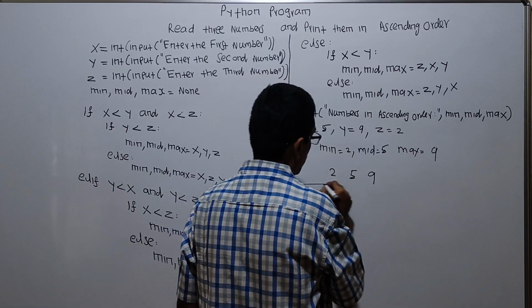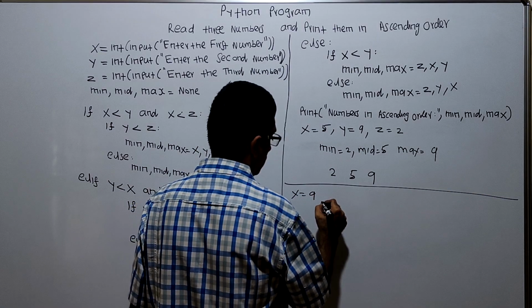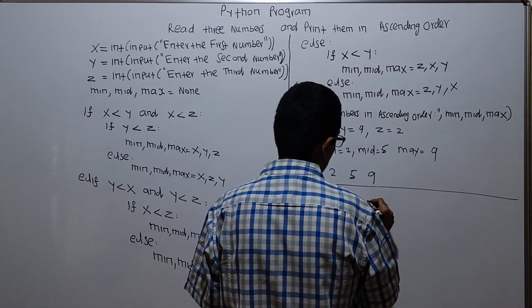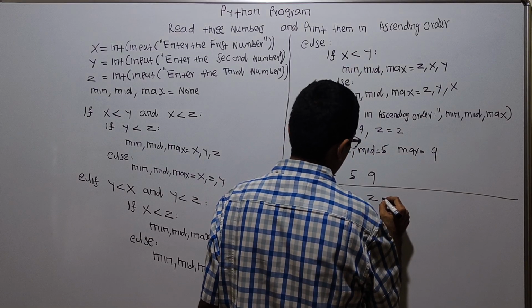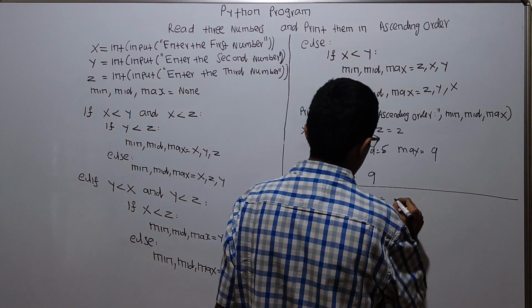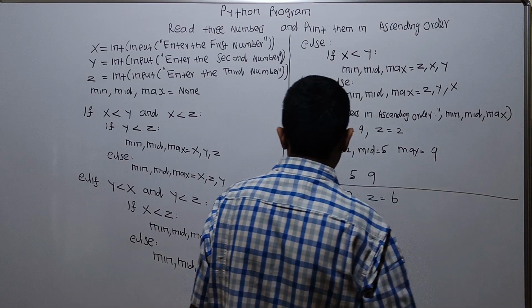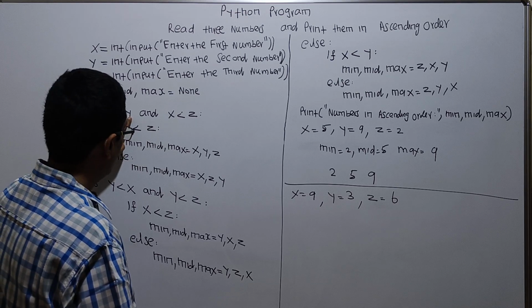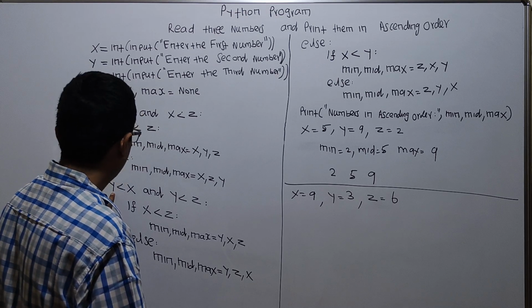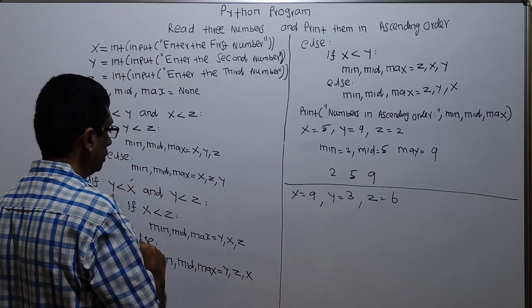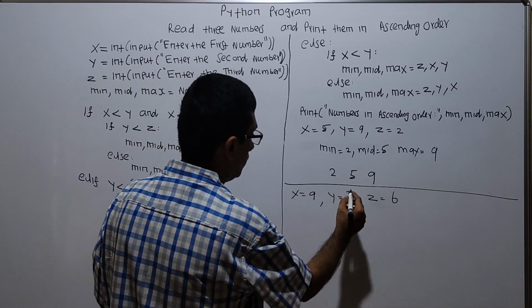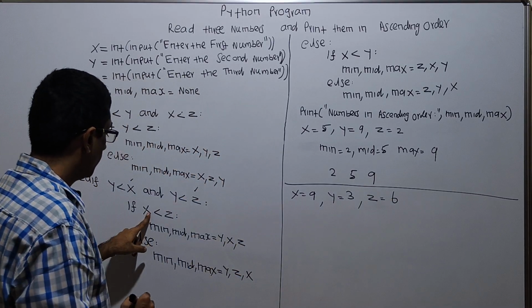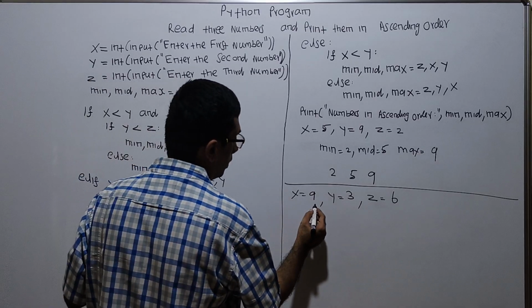We will take another input and check. X equal to 9, y equal to 3, z equal to 6. In this case, it will check 9 is lesser than 3. This is false. The control will come to the next statement. It will check 3 is lesser than 9. So this condition is true. And it will check y less than z. 3 is lesser than 6. This is also true. And it will come and check x is lesser than z. What is the value of x? X 9 less than 6.